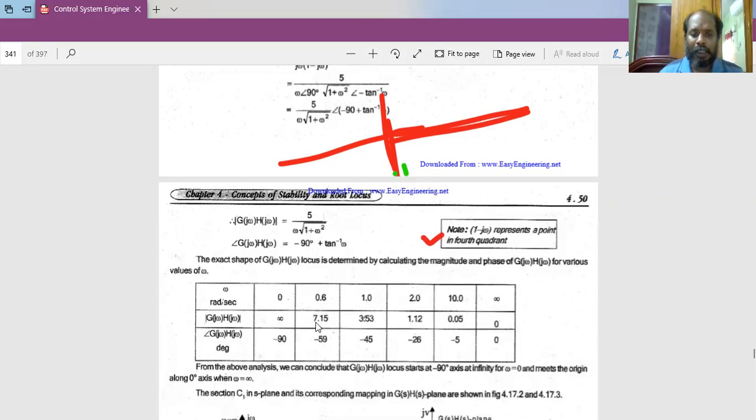Then the value varies, and the angular change is minus 59, minus 45, minus 26, minus 5, and it goes to 0. So from minus 90 in this direction, the angles will be reducing: minus 90, minus 80, minus 70, minus 60, it goes on like that. So your curve will look like this, in this direction. And at this point, the angle is 0 and the magnitude is also 0.